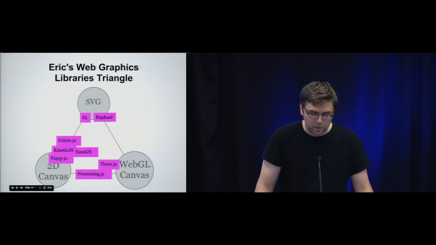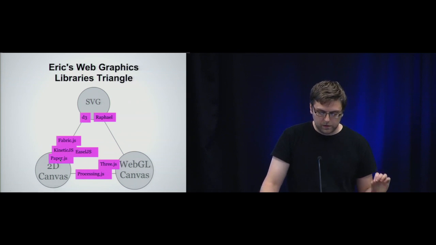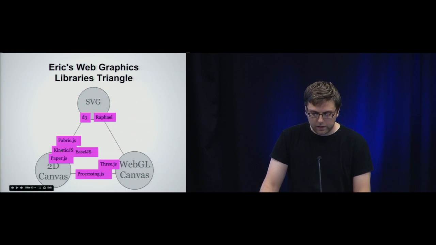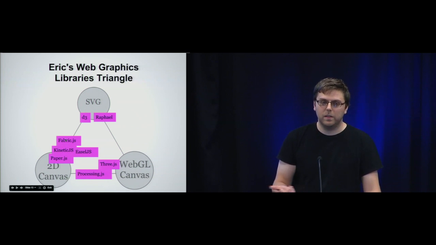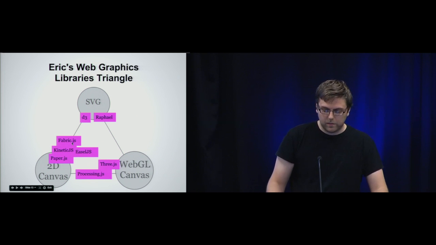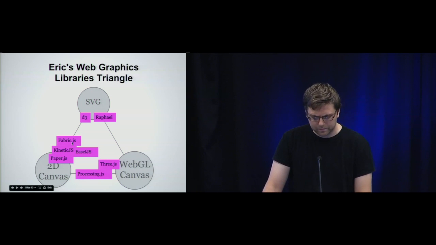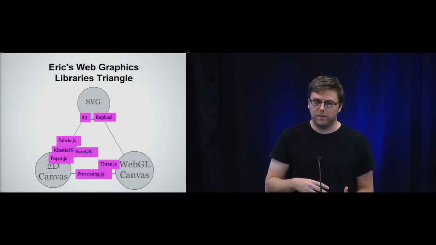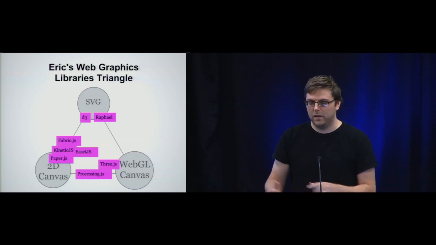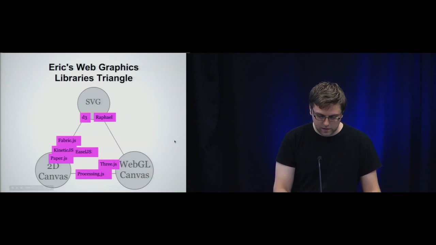Paper.js is pretty much predominantly based on 2D canvas. Kinetic.js is mostly based on 2D canvas. This is my library. It's a little bit closer to SVG because it has the ability to import SVG paths and then convert them to Kinetic.js objects. Fabric.js is somewhat similar to Kinetic.js. I put it a little bit closer to SVG because Fabric.js is able to import SVG graphics and also export. So it has a little bit more of an SVG flair to it.